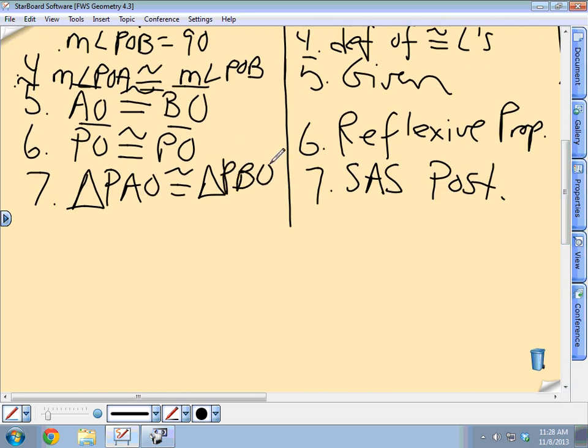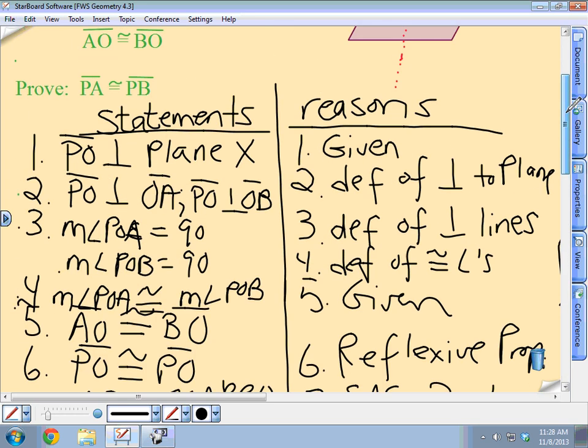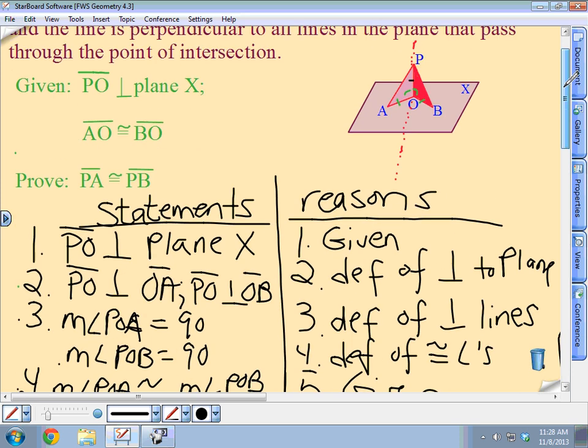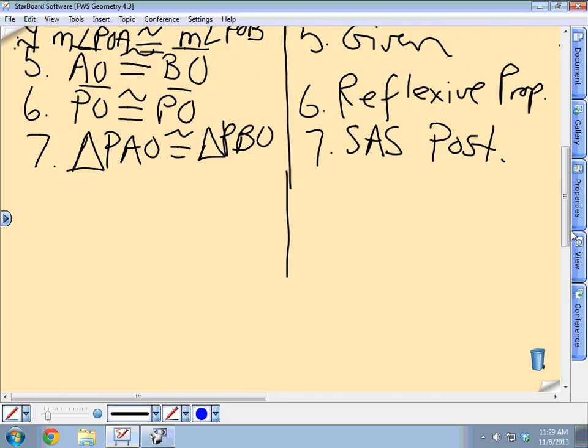So now we got two congruent triangles. But that's not what I wanted to prove. I wasn't trying to prove those triangles are congruent. What am I trying to prove? I want to prove that line segment PA and line segment PB are congruent. If the triangles are congruent, then wouldn't all the corresponding sides be the same? What tells you that? What's the reason? Corresponding parts of congruent triangles are congruent.